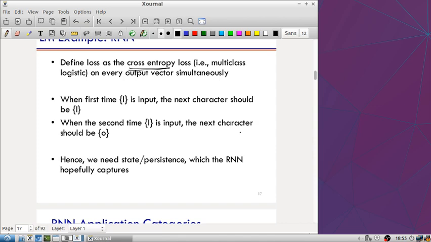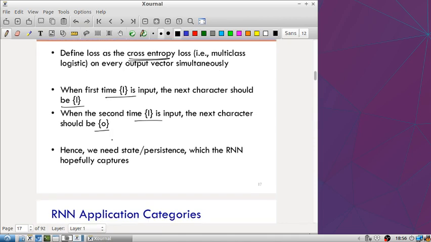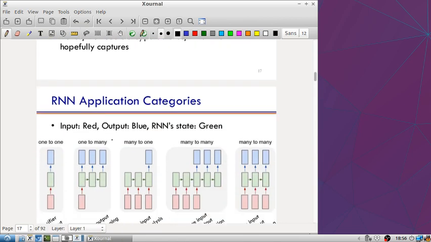And the issue of persistence here is just the same: the first time L is output, the next character should be L. The second time L is output, the next character should be O. So the output depends on what happened previously. That's a very simple example of persistence in this RNN implementation.